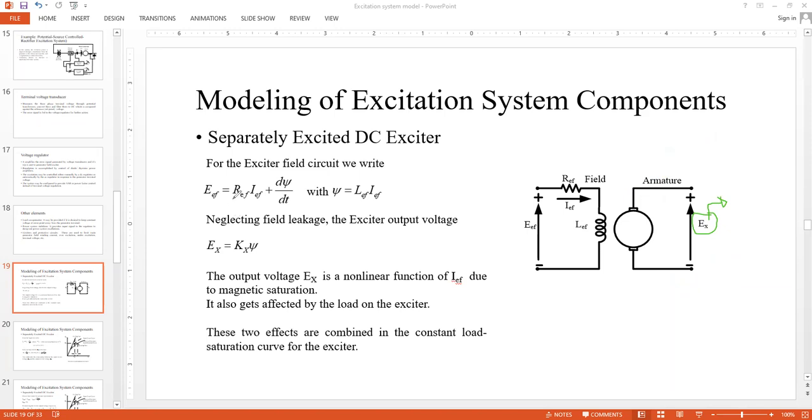So if you apply KVL for the exciter field circuit first, the current flowing here is IEF. So you can write EEF is the voltage source input. There's some drop, REF times IEF, plus the change in flux linkage, that is d psi over dt, where psi is simply L into I. So d psi over dt would be simply L dI over dt.